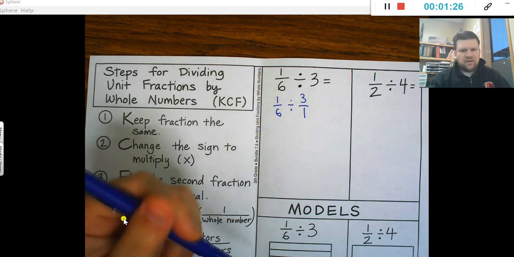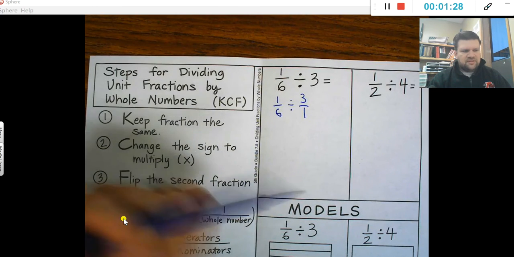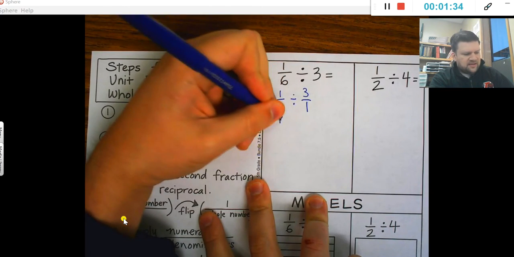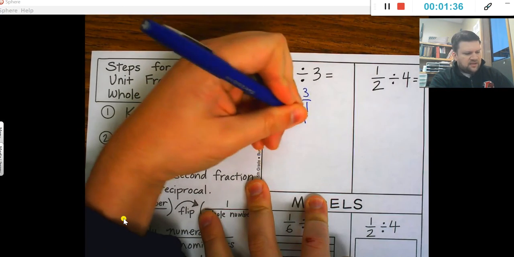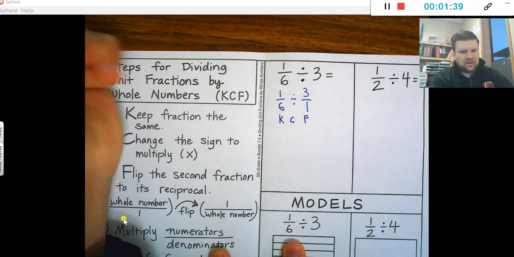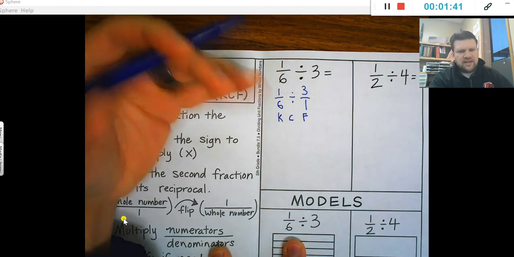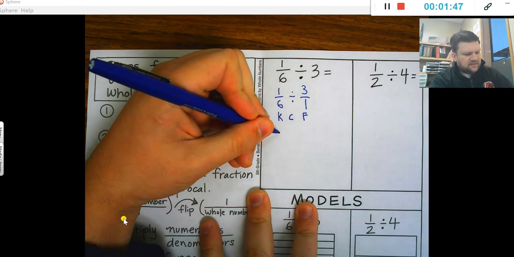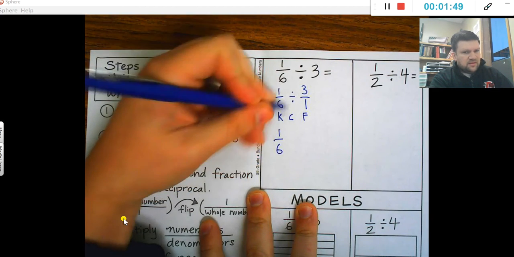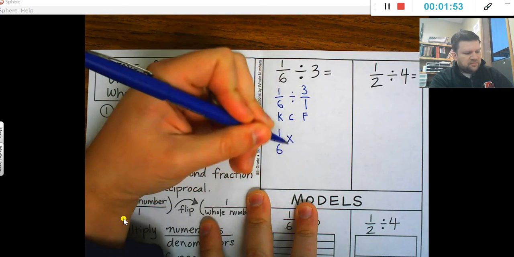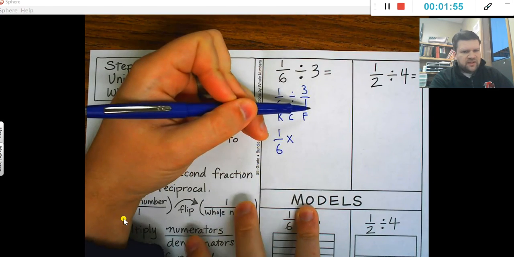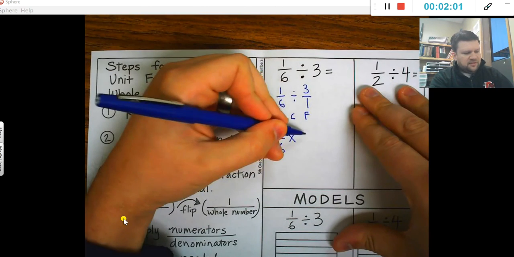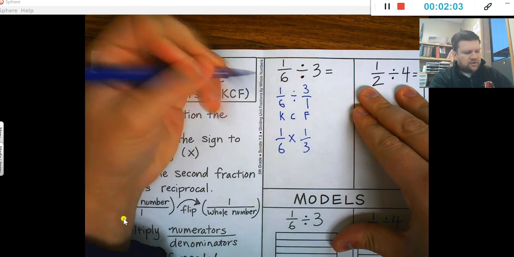So we'll look at that with the model down below here in a second, but let's go through the steps for the keep, change, flip. So what I'm going to do is write K, C, F underneath it. And that just reminds me that we're going to keep one, change to multiply, and then flip the other over. So the 1/6 I keep. Division symbol I will change to multiply. The 3 over 1 I'm going to flip. So the reciprocal is like the same fraction but upside down. So when I flip it, you go 1 over 3.